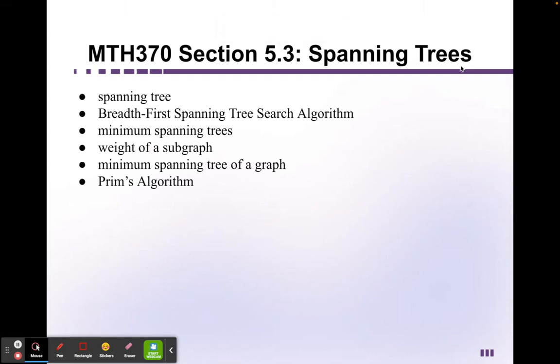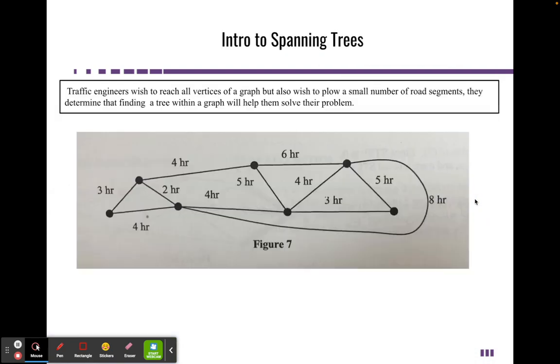Section 5.3, spanning trees. We're going to make 2 videos for this one. The second video will be looking at Prim's algorithm. Otherwise, we're going to look at spanning trees for this first video.